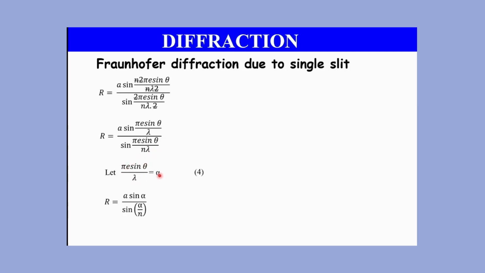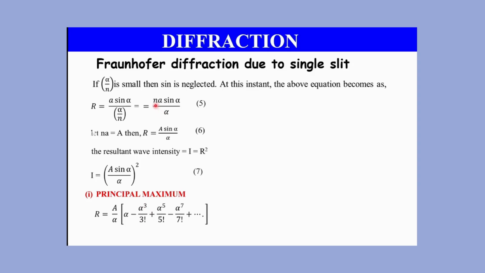Now in this equation, let us consider pi e sin theta divided by lambda as alpha. Let us take this as the fourth equation and substitute it in the above equation. R is equal to a into sin alpha divided by sin of alpha by n. Now if alpha by n is small, we can neglect the sine function. Therefore, the resultant wave amplitude R is equal to a sin alpha divided by alpha by n. Now this n goes to the numerator, so R is equal to n a into sin alpha divided by alpha.